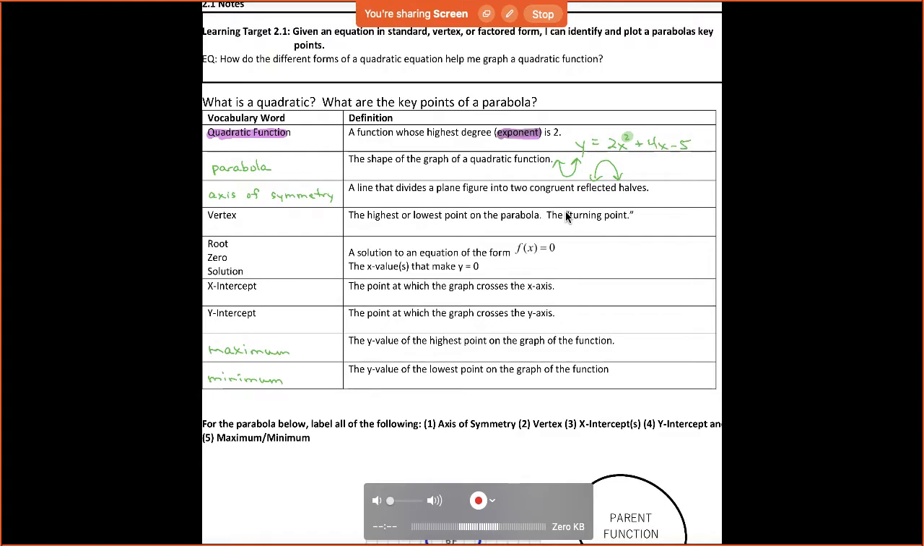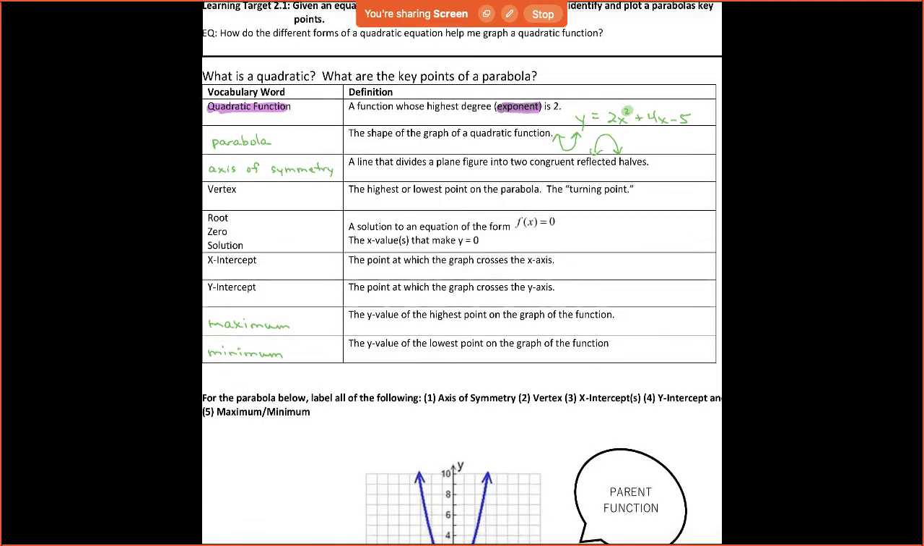The vertex is going to be your lowest or your highest point of the U. It's going to be the turning point, where it goes from decreasing to increasing or increasing to decreasing. The roots are the same as the zeros or the solutions. That's when the equation is equal to 0. So what values of x would make that whole thing equal to 0? X-intercept and y-intercept you should be comfortable with by this point. And then the maximum is going to be the highest point and minimum is going to be the lowest point.